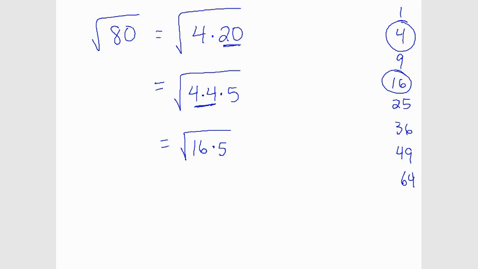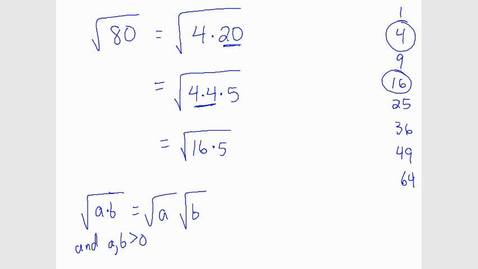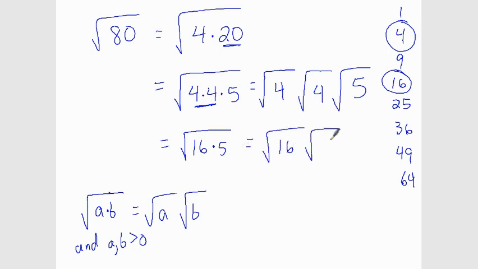Now, we have a rule in radicals that if we have the square root of a times b, and a and b are greater than 0, it doesn't say which one's greater, but just both greater than 0, we can separate them into separate square roots: the square root of a times the square root of b. So for this first one, this would look like this. And I've got 3 numbers, but they're all positive, so I can do it. Square root of 4 times the square root of 4 times the square root of 5. And down here, I would just do square root of 16 times the square root of 5.